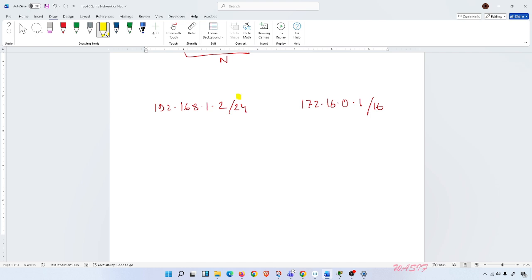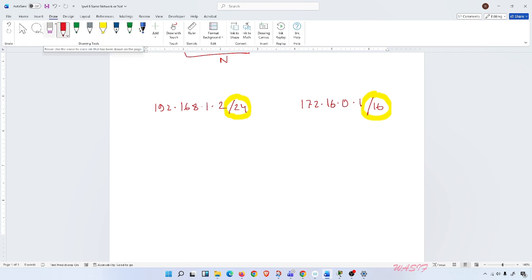The moment you see this number is different, they are in different networks. That's it. You don't have to do any other calculations. They are in different networks. The moment you see them, they are in different networks. Now, let's prove it.